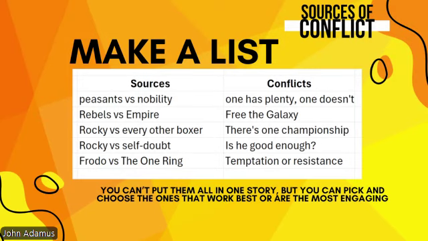So in a peasants versus nobility story for high fantasy, generally your conflict is that one group has plenty and one group doesn't. In the typical rebel versus empire, rebel versus monarchy story, your conflict is that the galaxy needs to be freed because usually the monarchy or the empire is bad. If you look at a sports story, there's only one, there can be only one, whether that's Highlander rules or just championship of sport rules, where the very clear action is there can be only one winner. There's only one championship to win.